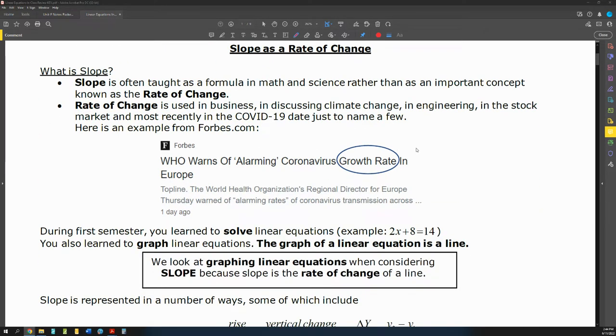Slope is often taught as a formula in both math and science, rather than as an important concept known as the rate of change. Rate of change is used in business, in discussing climate change, engineering, in the stock market, and most recently in COVID-19 data, just to name a few. Here's an example from Forbes.com. The World Health Organization warns of alarming coronavirus growth rate in Europe. So this is talking about a rate of change, and how is it changing? It's growing. We also talk about a rate of change as decreasing or decaying.